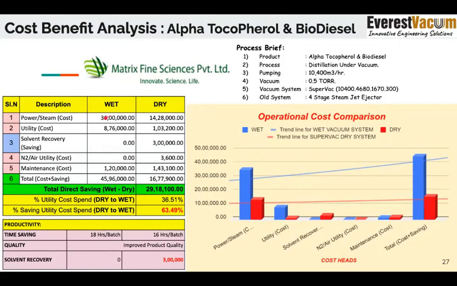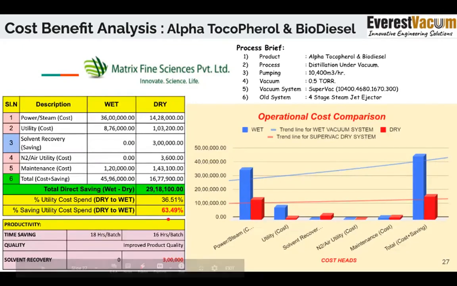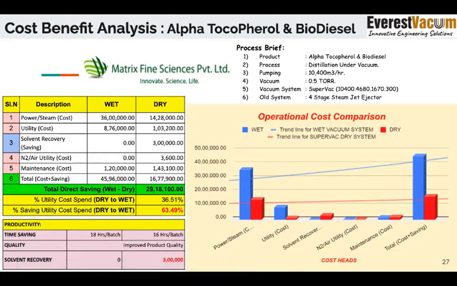Here, if we calculate, the customer was earlier spending almost 46-47 lakhs in direct utilities, which by installation of a dry vacuum system has dropped to almost 1/3, to a figure of 16.77 lakhs. A total saving that the customer has been able to make in this particular case is 63% in direct utilities. Let's see what he's been able to save in terms of productivity. So batch, earlier he was completing in 18 hours. He is now completing that same batch in 16 hours.